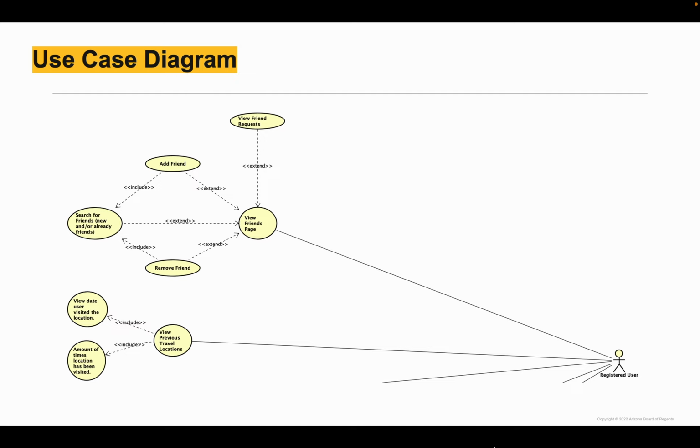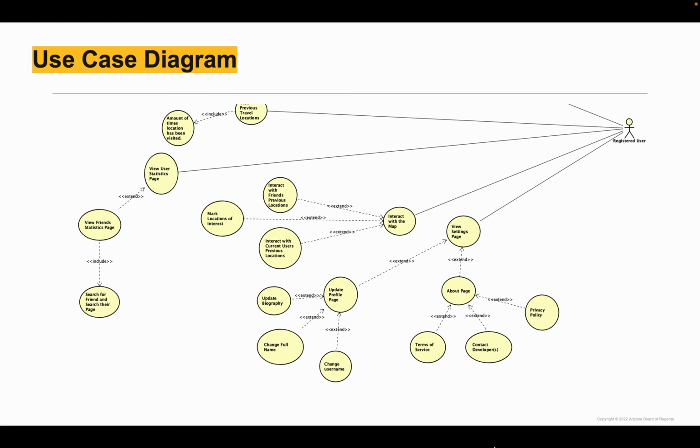So now we have the actor, the registered user on the end, because at this point everyone will be registered. So the first 2 things a registered user can do is view their friends page or view their previous travel locations in history, being able to see dates, add friends, remove friends, search for their friends. And then secondly, they are able to see their own personal statistics page, interact with the map that's on the main screen, or view their settings page.